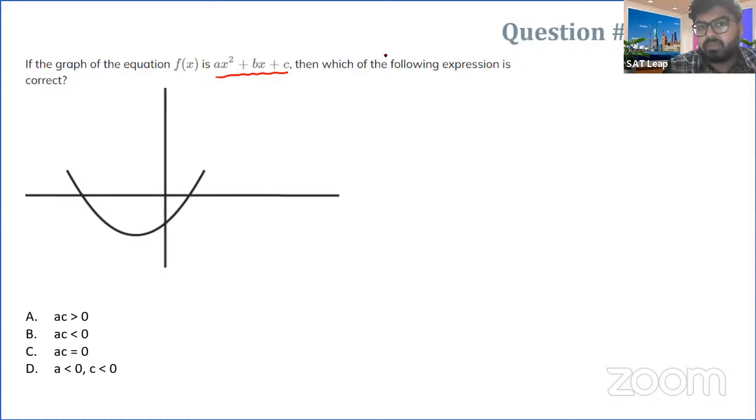And all these questions that I'm taking on the board, these questions have appeared in the SAT exam, the official SAT exam I'm talking about. So all these questions are fetched from there.